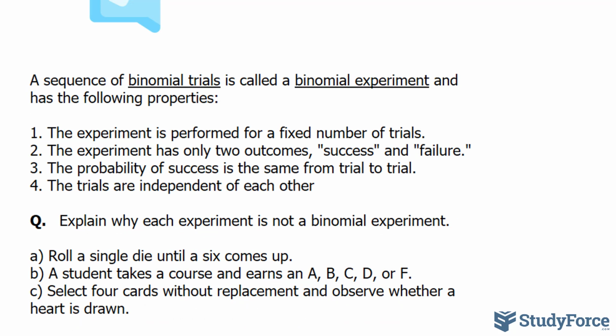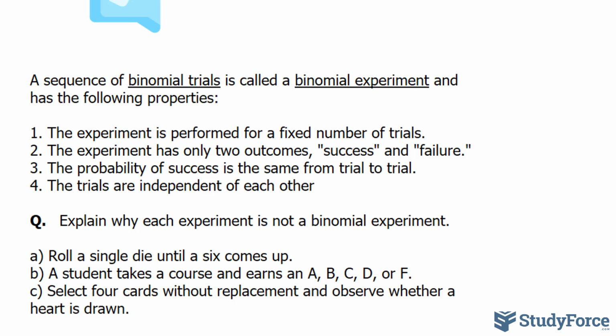For example, the experiment is performed for a fixed number of trials. The experiment has only two outcomes, success and failure. The probability of success is the same from trial to trial, and the trials are independent of each other.